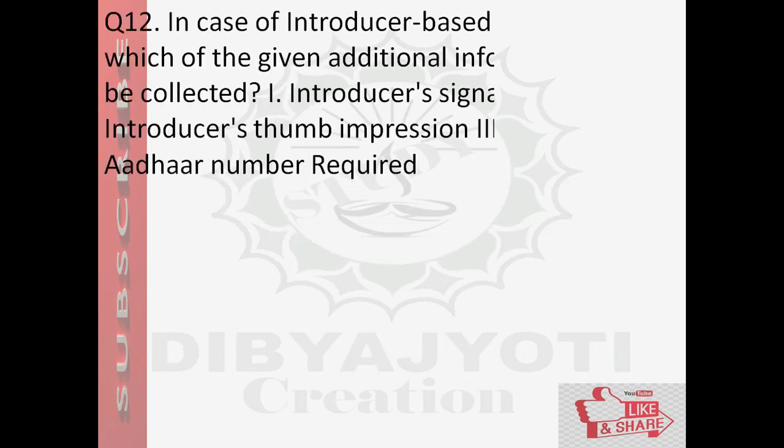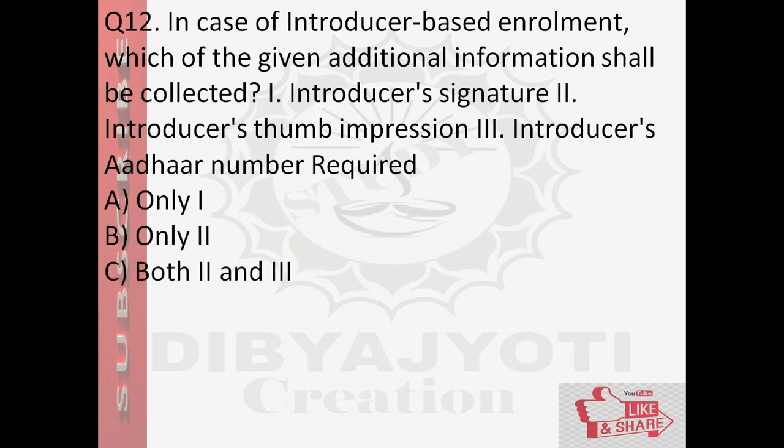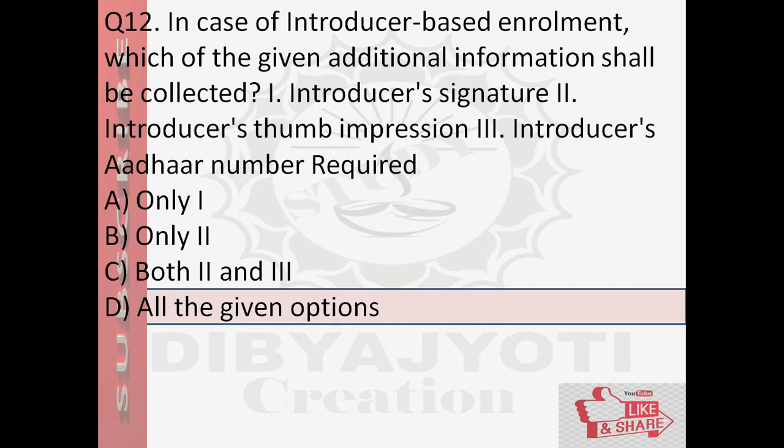Next, in case of introducer-based enrollment, which of the given additional information shall be collected? One, introducer's signature. Two, introducer's thumb impression. Three, introducer's Aadhaar number required. Options are: option A, only one. Option B, only two. Option C, both one and two. Option D, all the given options. And the answer is option D, all the given options.